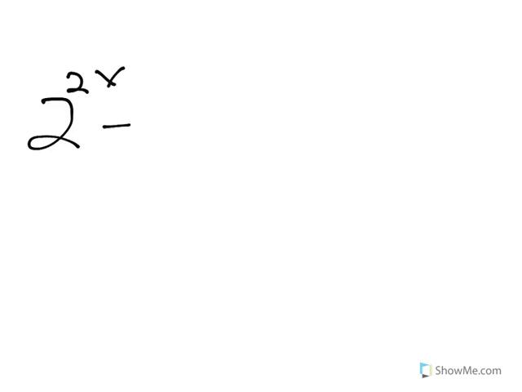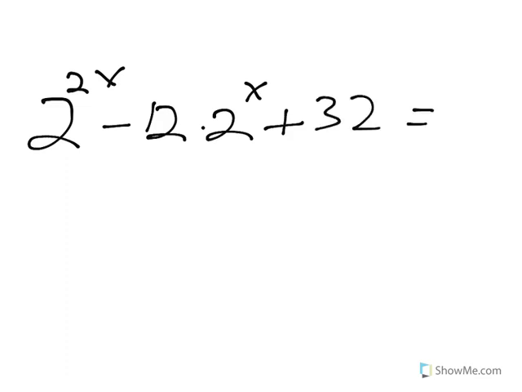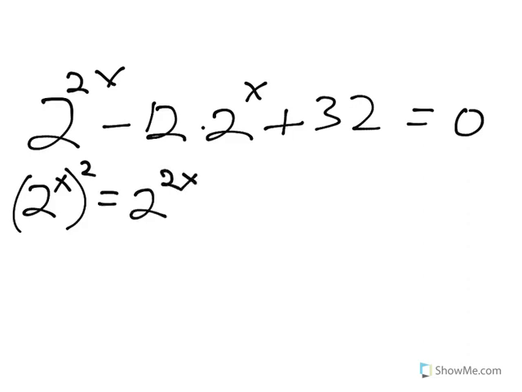2 to the 2x minus 12 times 2 to the x plus 32 equals 0. This might have up to 2 answers. And the trick to this question is to notice that 2 to the x to the second power is equal to 2 to the 2x. You raise a power to a power by multiplying the exponents.